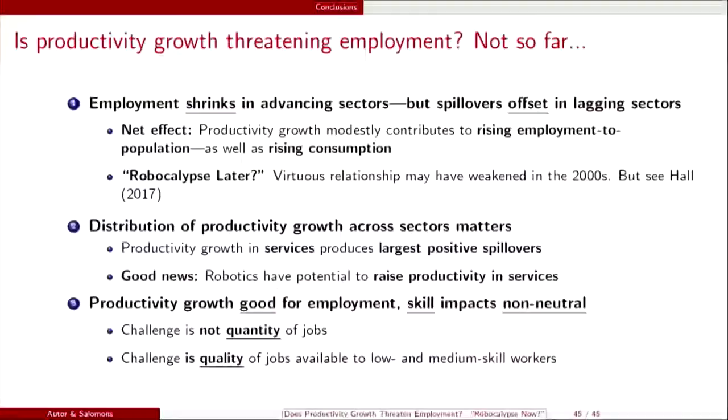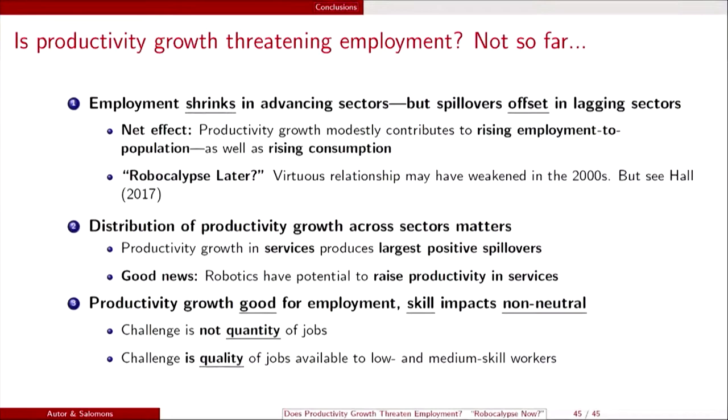Is it changing? I said not robocalypse now. Perhaps it's robocalypse later. The virtuous relationship may have weakened a bit in recent years, but then it seems to be rebounding. I think the jury is out on that. The distribution of productivity growth across sectors matters. The largest spillovers we find are from services, and that's good news, because as the robots come off factory floors, where are they going to end up?